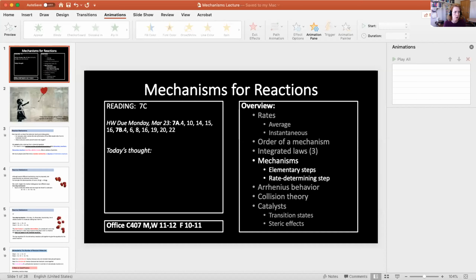So I'm pretty sure we're here. Again, the homework that's due on Monday is 7A problems 4, 10, 14, 15, and 16, 7B 4, 6, 8, 16, 19, 20, and 22. And again, we're talking about mechanisms today, so elementary steps and then the rate determining step. We're going to talk about those 2 things today.